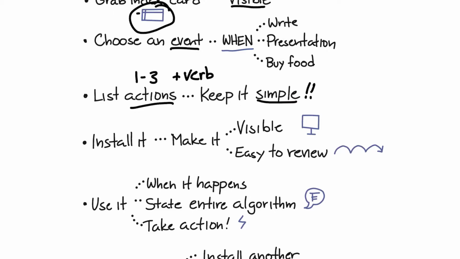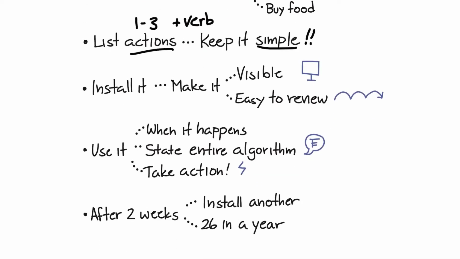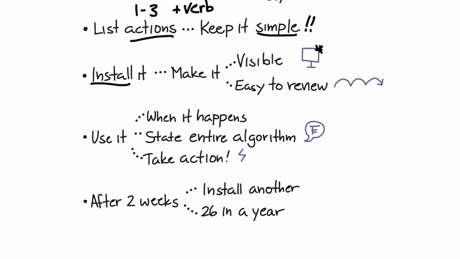Next, you want to install your algorithm, which means you want to take a moment and read the entire algorithm out loud, and then place the index card where you can see it and review it regularly, such as maybe on your desk or on your computer. And then finally, of course, you want to use it.